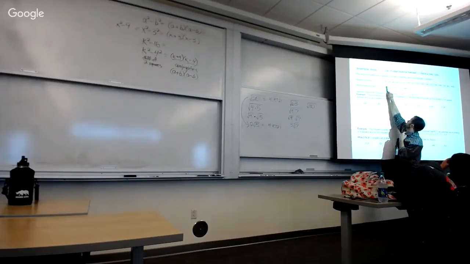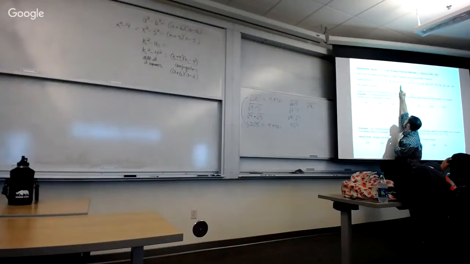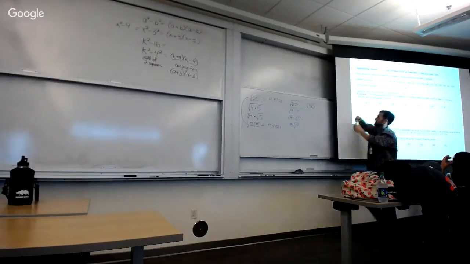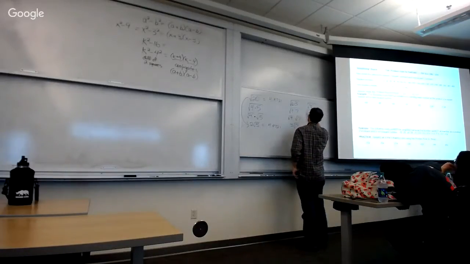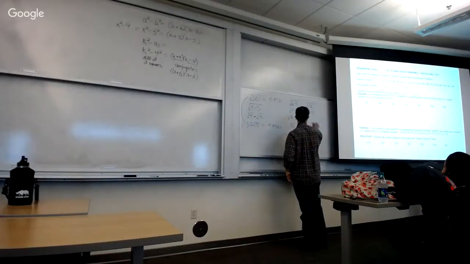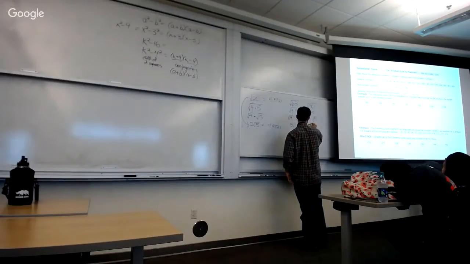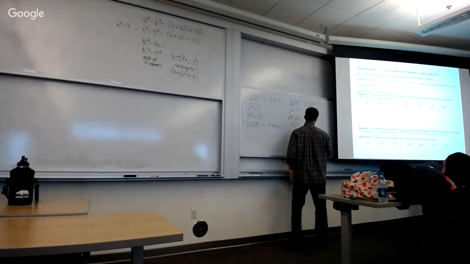You check each one. So 80 divided by 64, no. 80 divided by 49, no. 80 divided by 36, no. 80 divided by 25, no. 80 divided by 16 equals 5. So you'd say root 80 is really root 16 times 5, which really becomes root 16 times root 5, which the square root of 16 is 4, and the answer is 4 root 5.